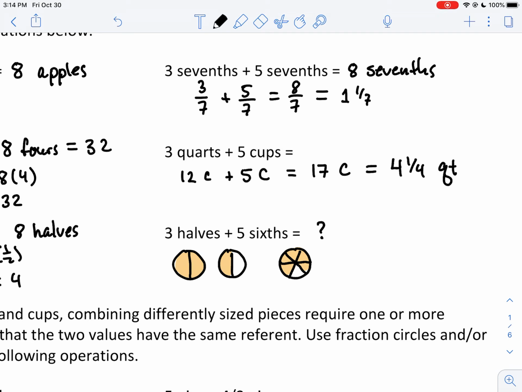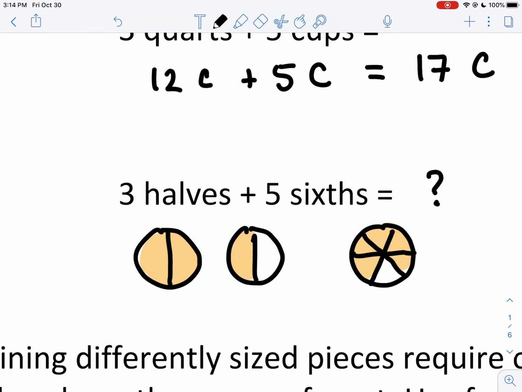But let's talk about it right now. The key is going to be to convert all of these things into sixths, because a sixth is a smaller piece than a half. And it's easy to turn a half into a sixth. If you were to continue with these two circles here and broke them up into sixths, you could see that 3/2 is the same thing as, just count these out, 1, 2, 3, 4, 5, 6. There's 6/6 right there, and then 7, 8, 9. So you have a total of 9/6.